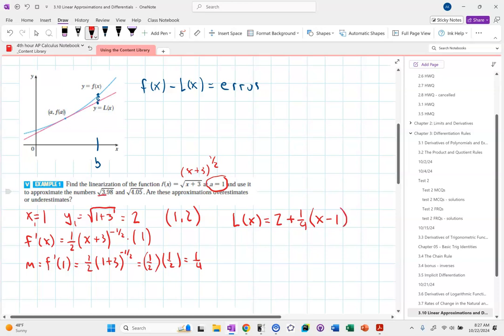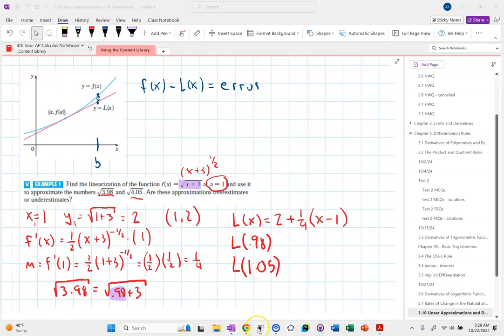And now I want to approximate square root of 3.98. I have to figure out what the x is for 3.98. So if I use this function, I can rewrite 3.98 as 0.98 plus 3. So the x there has to be 0.98. Likewise, for 4.05, the x has to be 1.05.